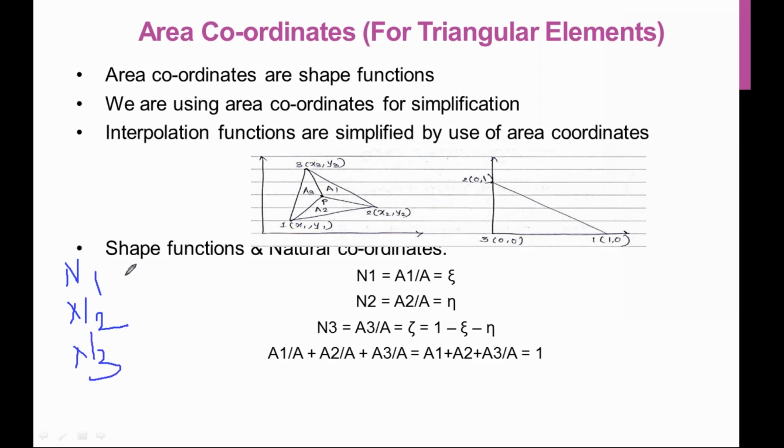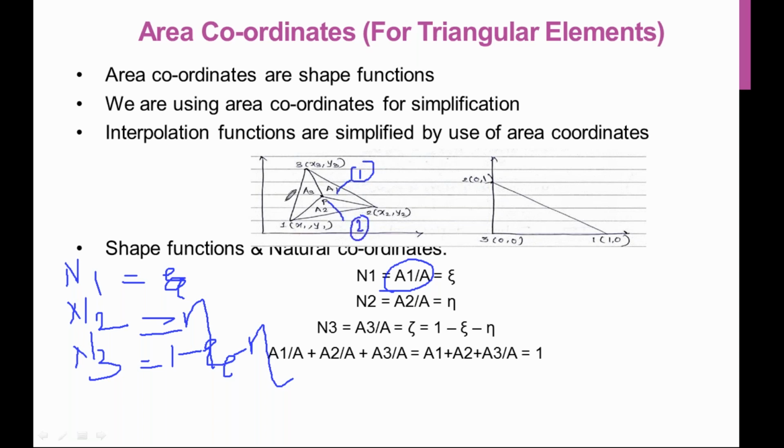Okay, and for the CST element, you already derived the shape functions: N1 is equal to zeta, N2 is equal to eta, and ultimately N3 is equal to 1 minus zeta minus eta. If you take A1 upon A, then what is A1? A1 is the area of this first triangle.